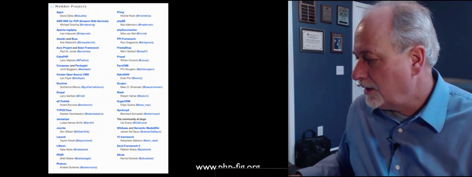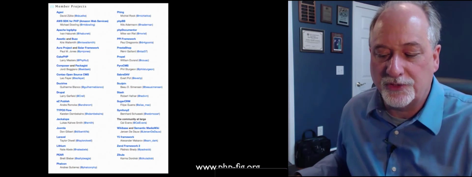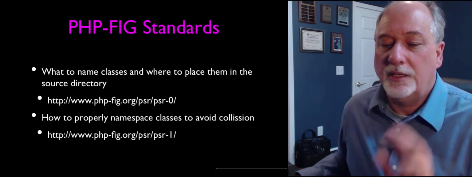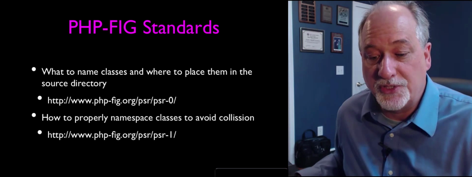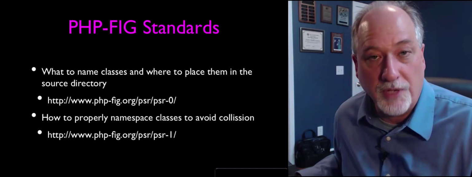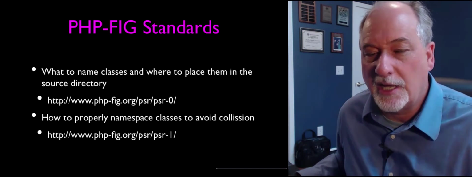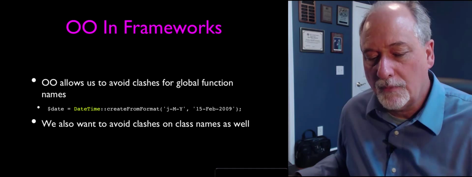And so that's the whole idea of this Framework Interoperability Group, and it's a convention for using namespaces. So let's talk a bit about namespaces. Oh, here's all the folks in the Framework Interoperability Group. And here's some of the Framework Interoperability Group standards. You can read these things. They're kind of sophisticated, but that's okay.